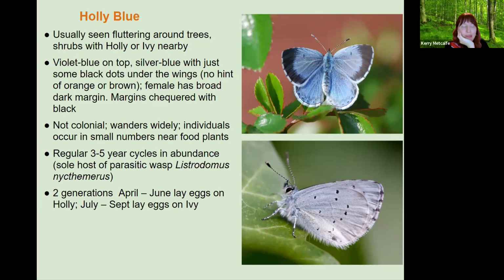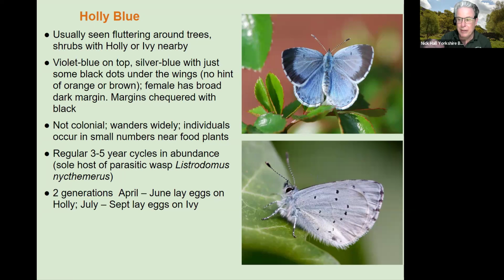2 generations of them. So you'll first see them in April to June, and then you'll see them in July to September. In April to June, they'll lay their eggs on holly. And just for a bit of a change, in July to September, they'll lay their eggs on ivy. Is there a reason for that, Nick? Yeah, it's because the caterpillars bore into the fruit. So they bore into the holly fruit to begin with, and then they bore into the ivy fruits as they develop. So it's the developing fruits that they're interested in.